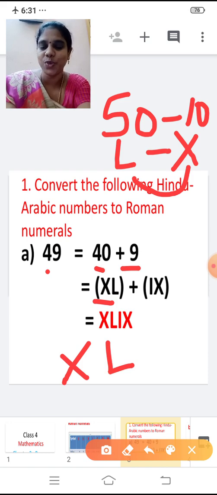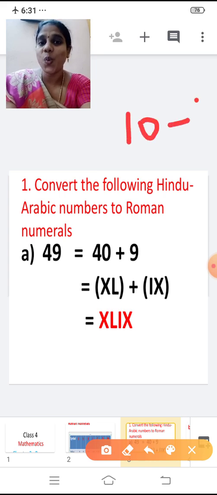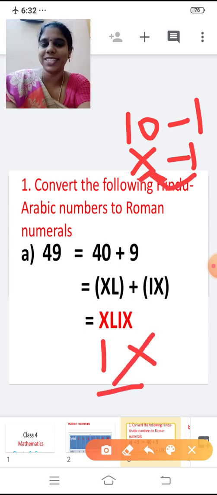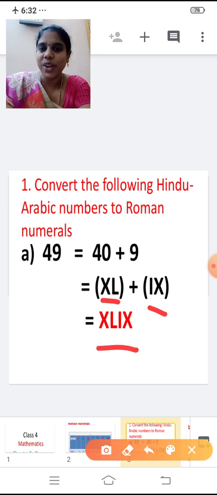What is the Roman numeral for 9? So how to write 9? 10 minus 1. Isn't it, children? So what is the Roman numeral for 10? X minus 1. What is the Roman numeral for 1? I. So when you subtract, if the smaller one I is placed before the larger one X, so IX. So now add all together, XL plus IX. So first one, 49.